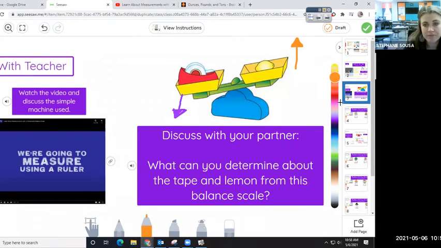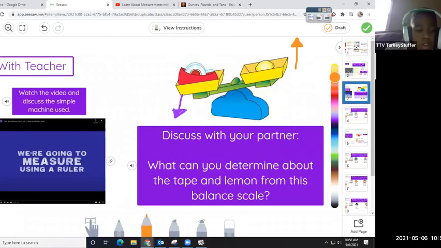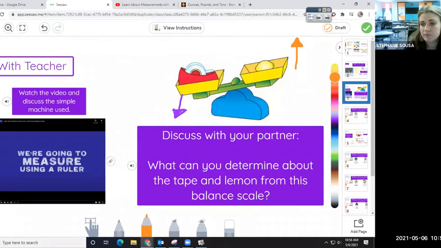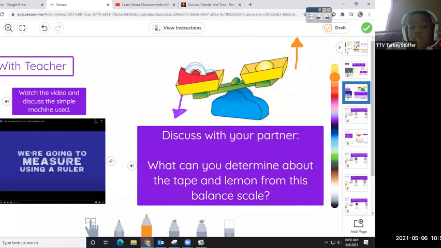Yes, Terrence. The reason I know that the lemon is not heavier than the tape is because the heavier opponent is always on the side because it lifts up the lemon. The heavier opponent is always going to be on the downward side. Yes, on the lower end, because it's going to lift up the other side. Yes, Tim.